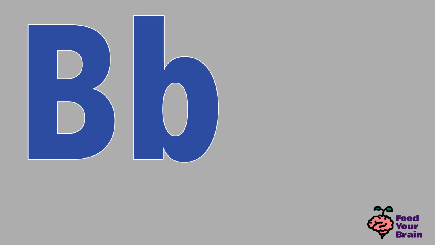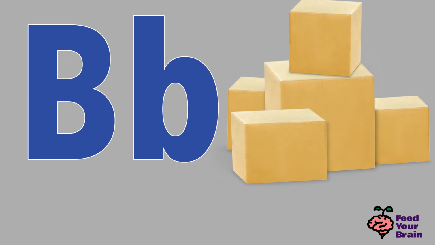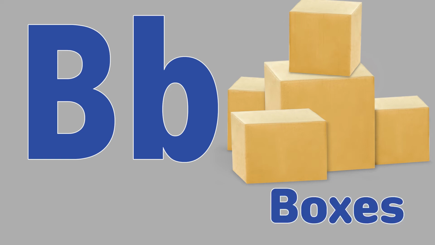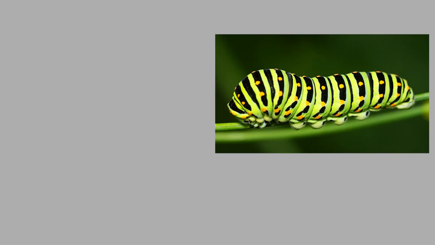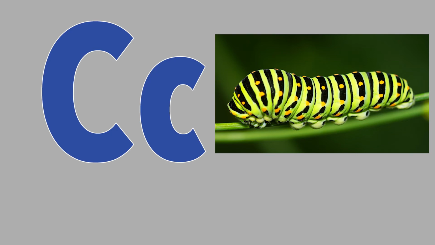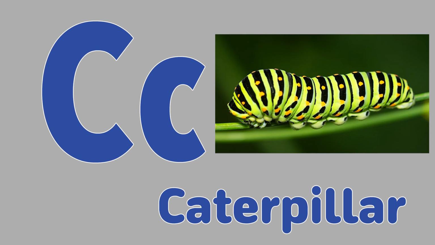Next is the letter B. And here is the image. Do you know what these are called, and the word begins with the letter B? If you said boxes, you are correct. These are boxes. And boxes begins with the letter B. What little animal is this? It begins with the letter C. Do you know what this animal is called? This is a caterpillar, very good. And caterpillar begins with the letter C.